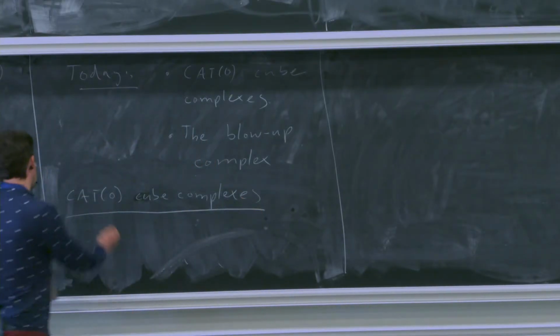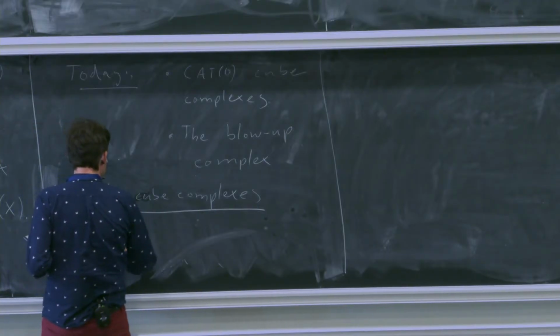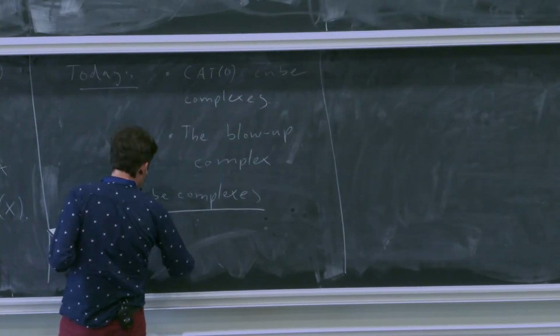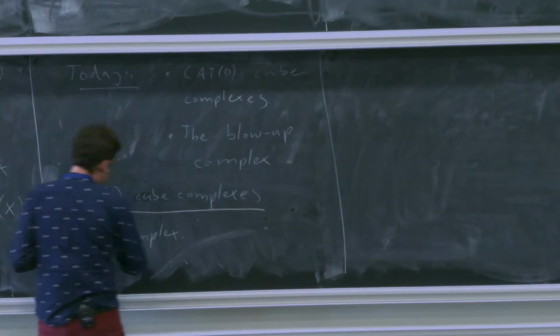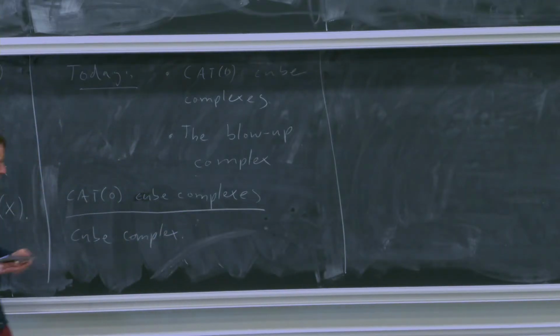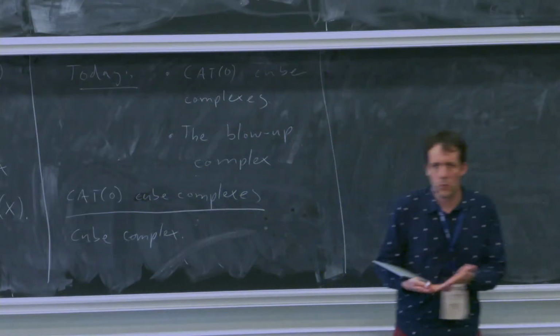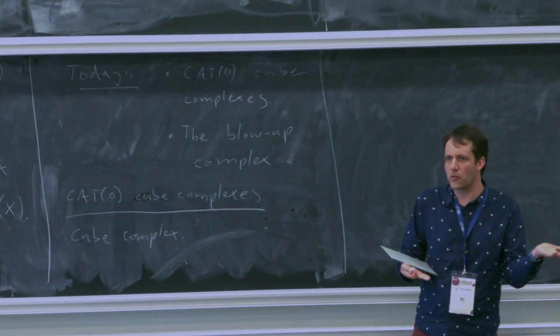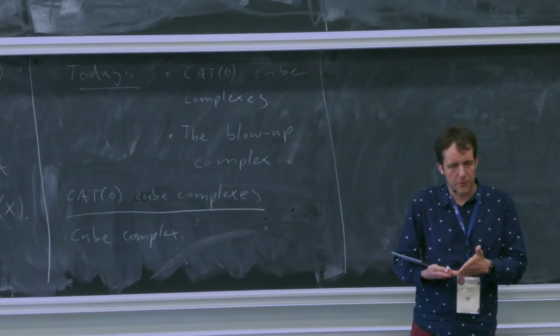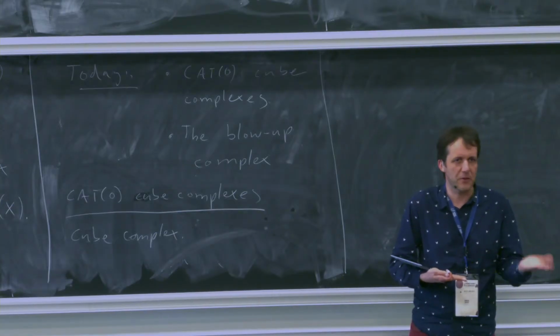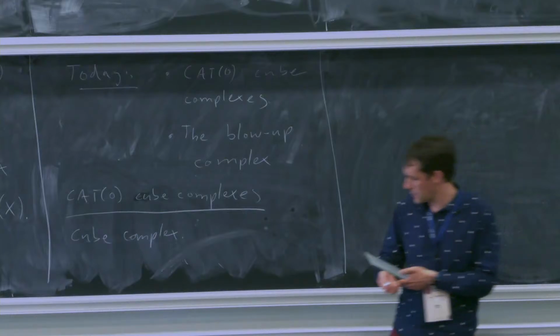So, okay, a cube complex is just a polyhedral complex consisting of cubes. So we take Euclidean unit cubes of arbitrary dimensions. We take a union of those and we glue them together along isometries between some of their faces.